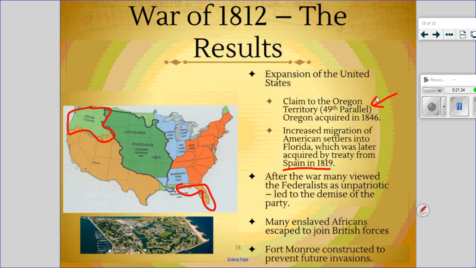Also, after the War of 1812, we start to build coastal defenses, because remember I said the British were basically able to use their navy to land troops and raid our coastline at will.